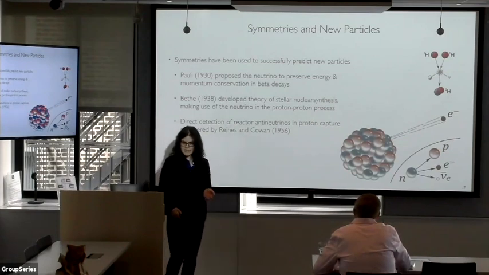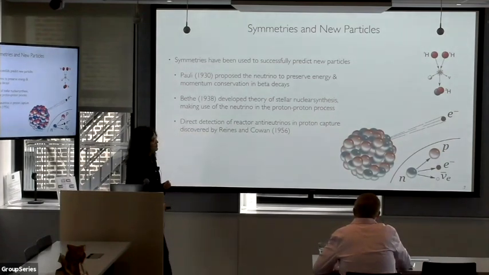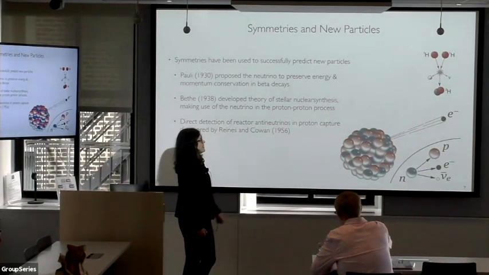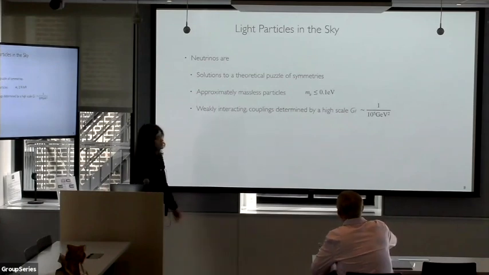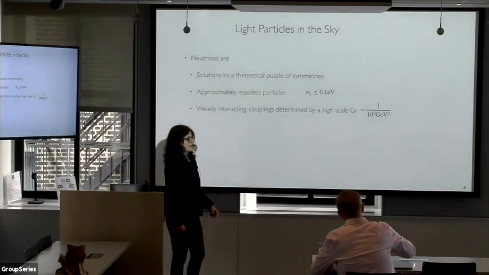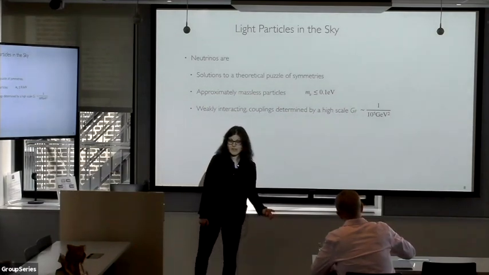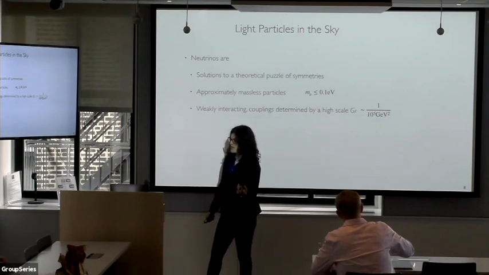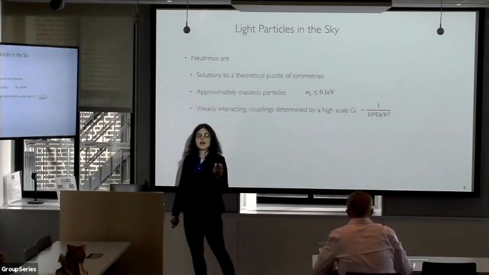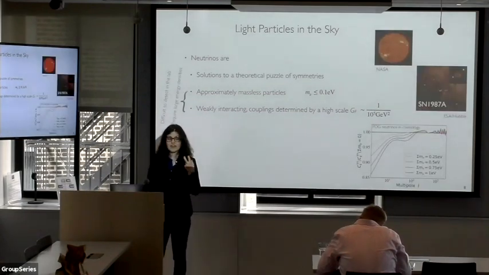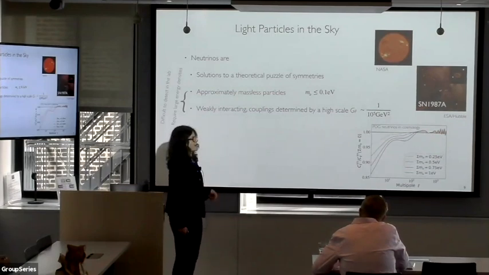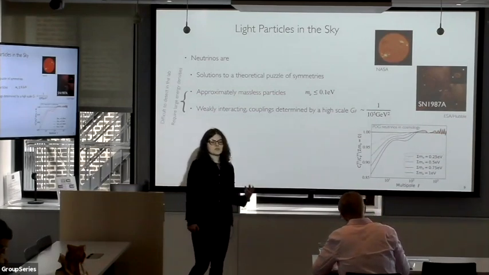And it is not surprising that the effect of neutrinos was first seen or theorized in the sun, because in addition to being solutions to this theoretical puzzle of momentum conservation, neutrinos were postulated to be very light and very weakly interacting. The interactions are suppressed by a very high energy scale, and this makes it very difficult to detect them in laboratory experiments. They require high energy densities and large numbers to be detected.